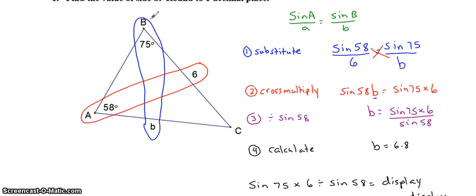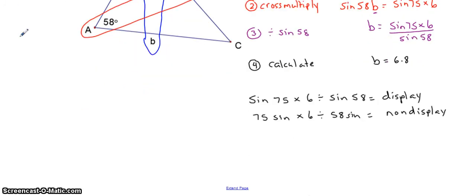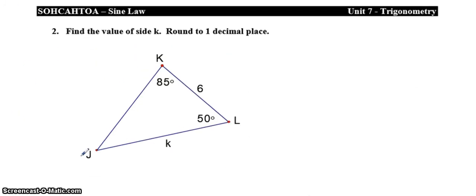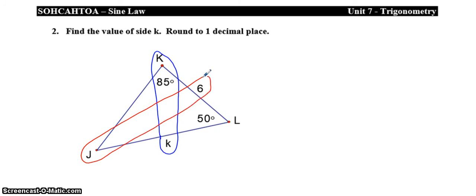So that's nice and easy when you have a triangle and you're using A and B. But what happens if you're using a triangle that doesn't have A and B? Well, here we're solving for side K. So we've got side K opposite angle K. That's our first set. Our second set is we have side J opposite angle J. Now you might think, but angle J is missing. But since we know this is 85 and this is 50, this angle is 180 minus 85 minus 50, which is 45 degrees.